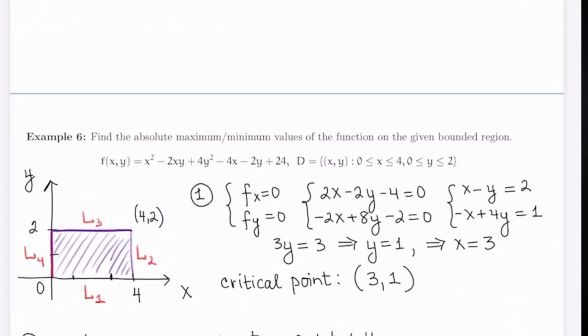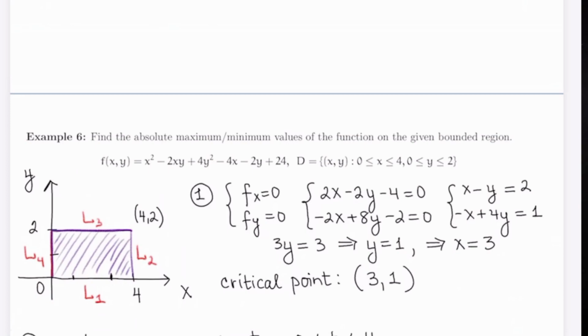Hello everybody. This is our last video for the section where we discuss critical points and optimization problems. So let's go ahead and review the solution to example 6, where we have a polynomial of two variables and we would like to find the absolute max and min values of the function on the given region D.